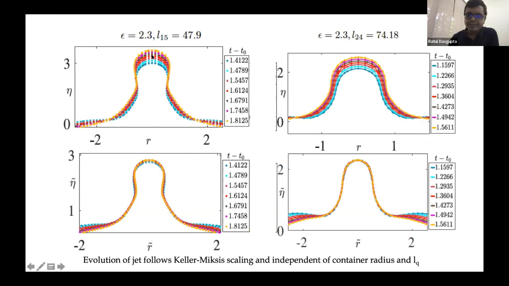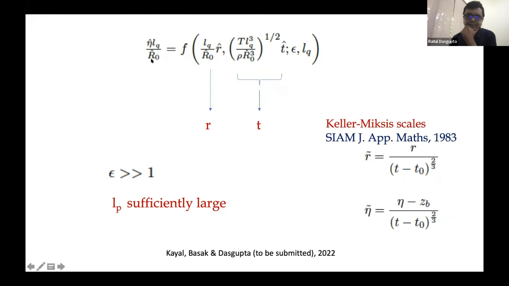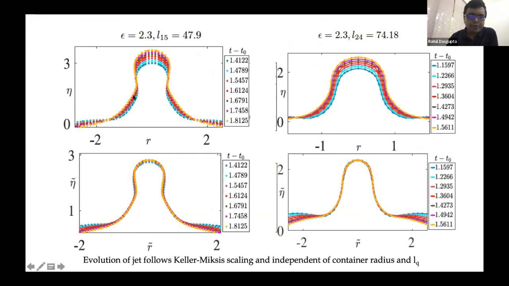Okay, so these are the unscaled plots, and these are the scaled variables. So this is eta and r. This is r and this is eta. This whole thing is eta. That's a non-dimensional thing. And so they are evolving in time in a certain manner.